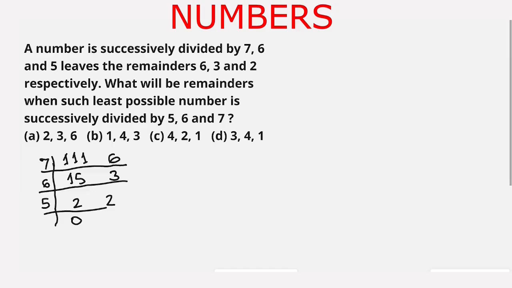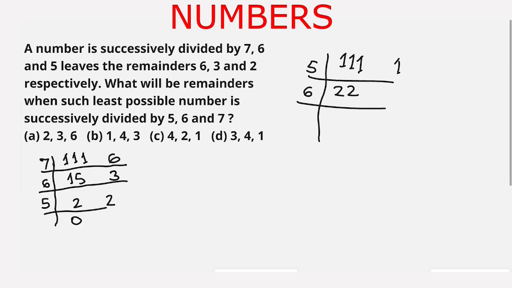Now we have to divide 111 successively by 5, 6 and 7 and find the remainders. 111 is first divided by 5. It divides 22 times and 22 times 5 is 110. Remainder is 1. Now 22 is divided by 6. 6 times 3 is 18. So the quotient is 3 and the remainder is 4. 22 minus 18 is 4.